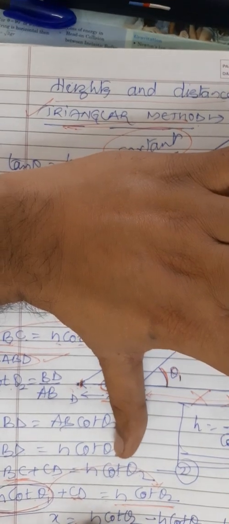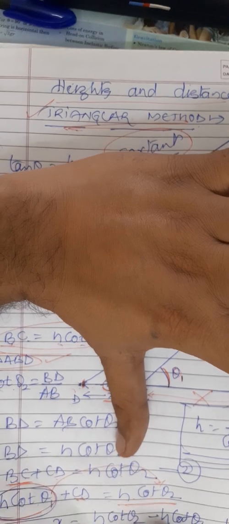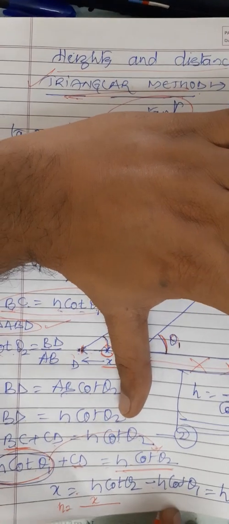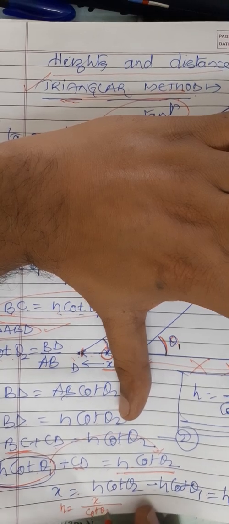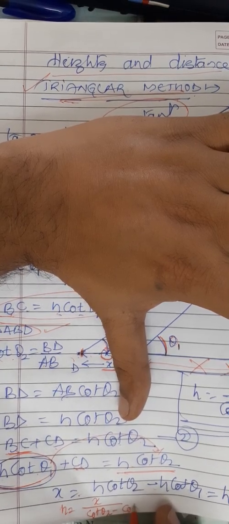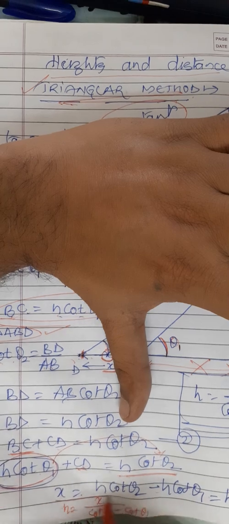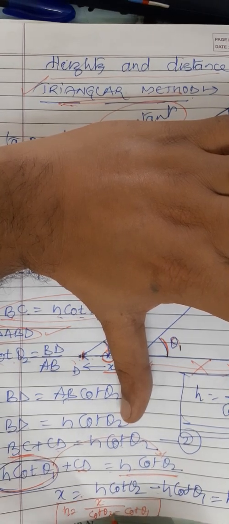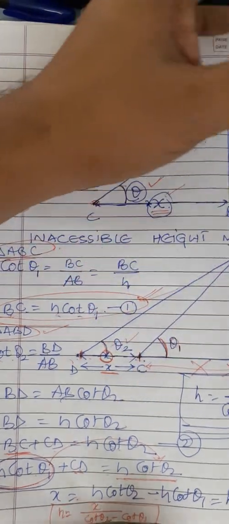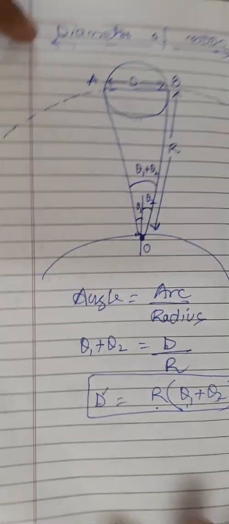So further we can write this as h is equal to x upon cot theta 2 minus cot theta 1. So if the values of x, theta 1 and theta 2 are known, we can find the value of the height of the inaccessible object.